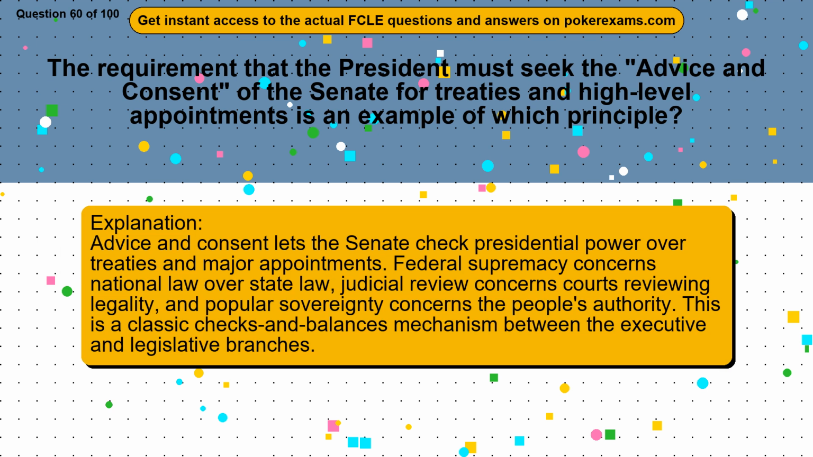Advice and consent lets the Senate check presidential power over treaties and major appointments. Federal supremacy concerns national law over state law, judicial review concerns courts reviewing legality, and popular sovereignty concerns the people's authority. This is a classic checks and balances mechanism between the executive and legislative branches.